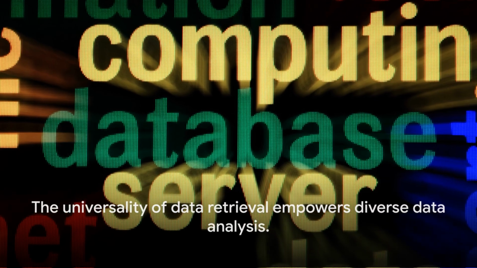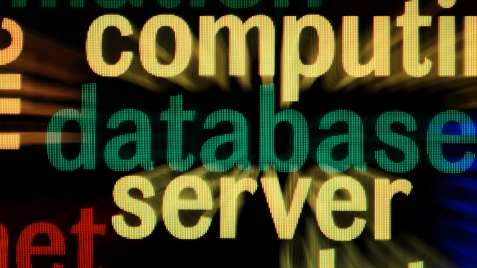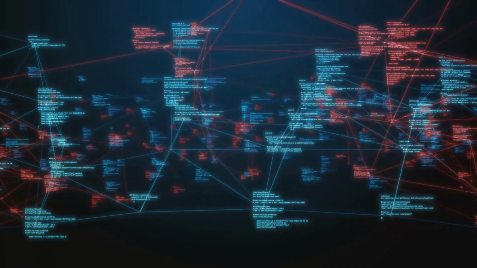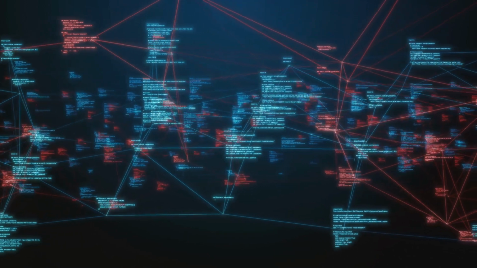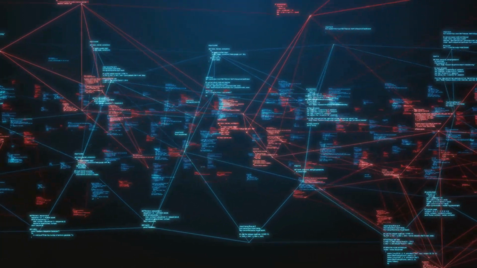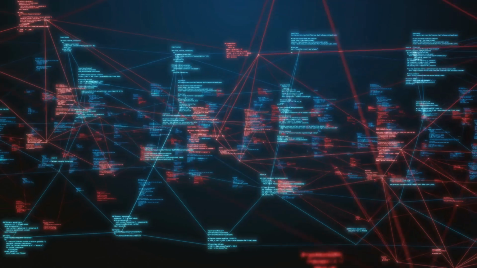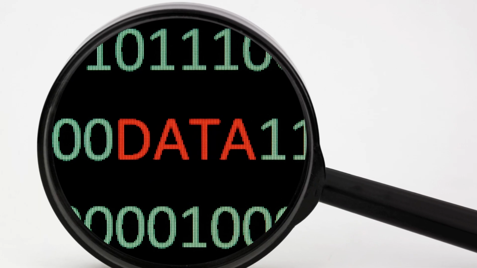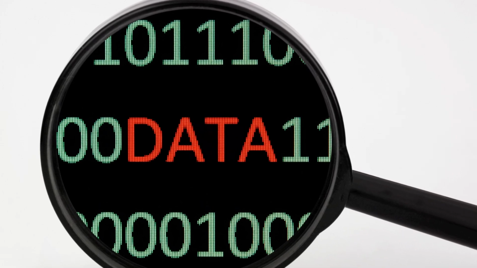It allows users across different parts of a system to use the same data and apply their own methods of analysis. It democratizes access to information, making it a powerful tool in the hands of those who know how to use it. Just remember, effective data retrieval is like asking the right questions. The better your query, the better your results. So keep refining those queries and the world of data will be at your fingertips.